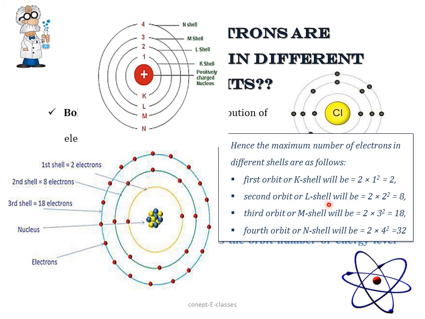Now the second orbit, n is 2, therefore we will get 2 into 2 square, which is equal to 8. So the maximum number of electrons in the second shell or L shell is 8. Similarly, third orbit or the M shell will be 2 into 3 square, which is equal to 2 into 9 equal to 18. So the number of electrons in the third shell or M shell will be 18. Fourth orbit would be 32. In this way we could understand the distribution of electrons in each of these orbits.